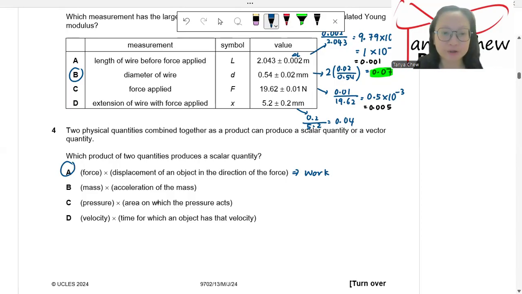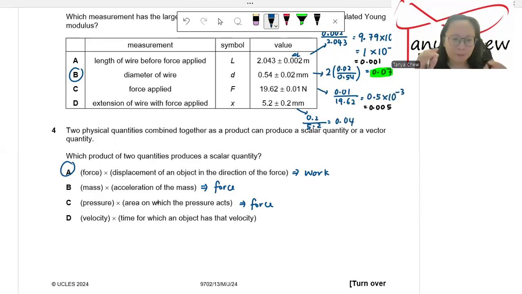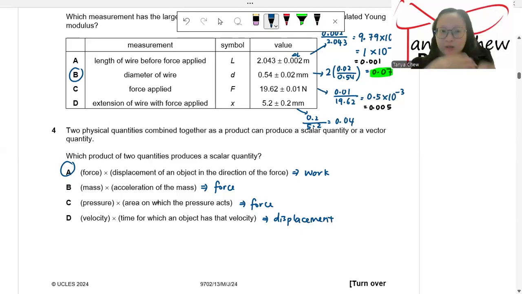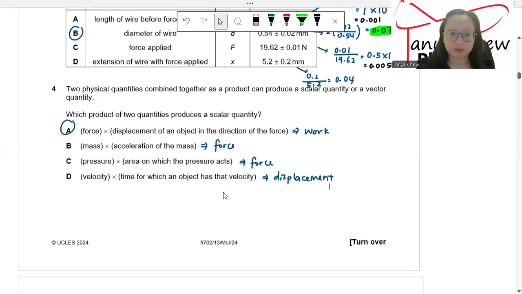B, mass times acceleration of the mass. This is the force or resultant force. C, pressure times the area on which the pressure acts. This is also force. D, velocity multiplies by the time for which an object has that velocity. Vt, velocity times time, this is called displacement. Displacement is a vector quantity, force is a vector quantity. Therefore, the answer is A, scalar quantity.